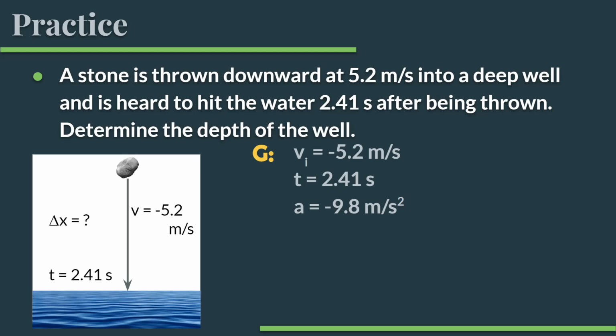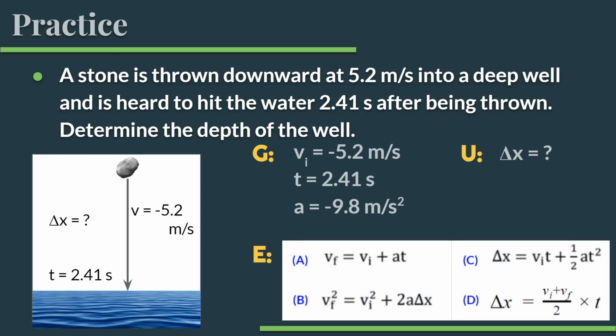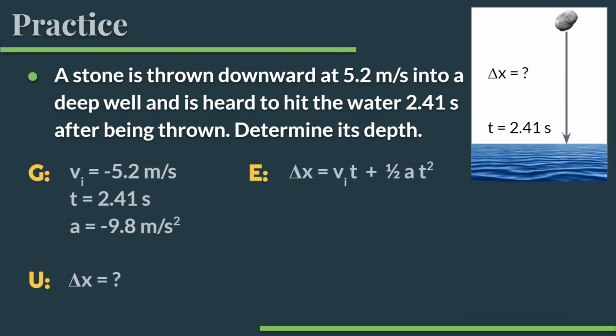Okay, so those are the pieces of information that I need to use, or my givens, in order to solve for my unknown. My unknown is the depth of the well, which means I need to figure out what the displacement of the rock is, because that will tell me how deep the well is. And so I have my givens and my unknown, and so we're going to take a look at these equations again. Which of these equations, A, B, C, or D, can I use to solve for delta x when I know VI, T, and A? Equation C would be the one that you'd want to use to do it in one step. Again, you can do it other ways, but that's the fastest way. Delta x equals VIT plus 1/2 AT squared.